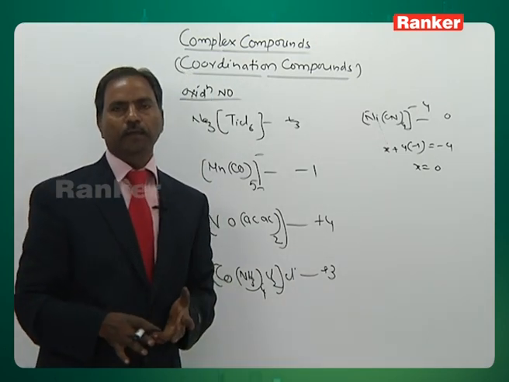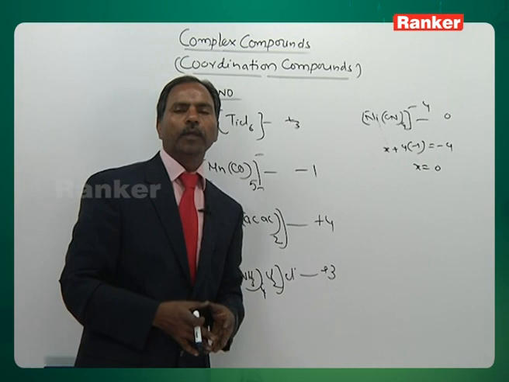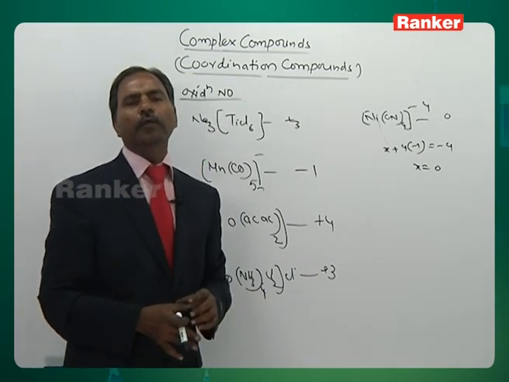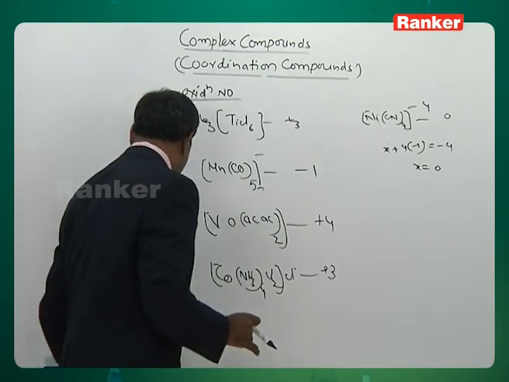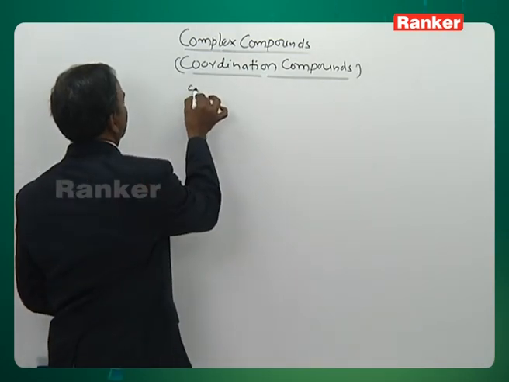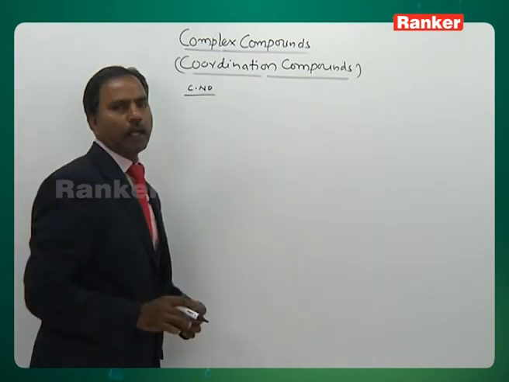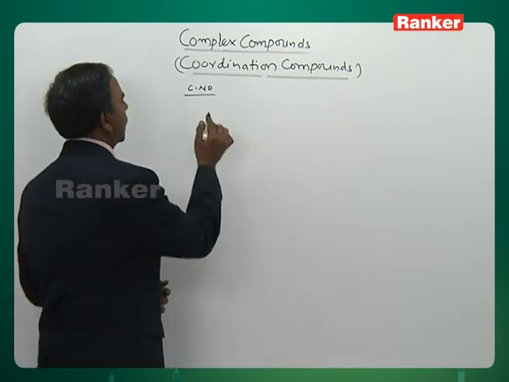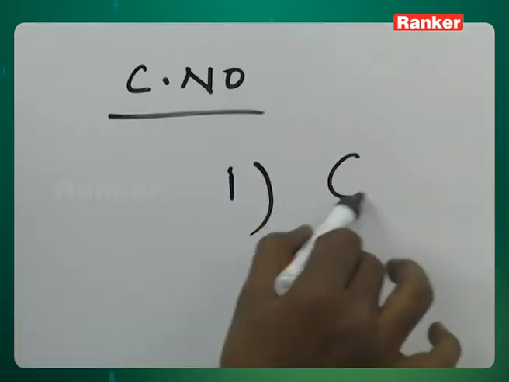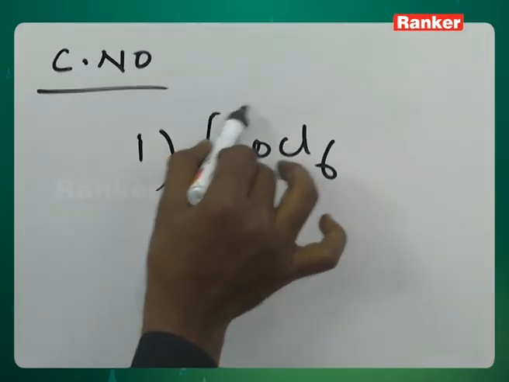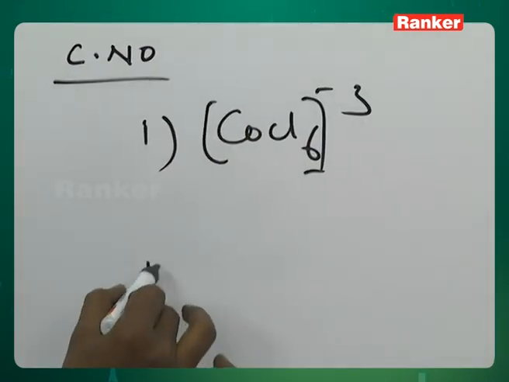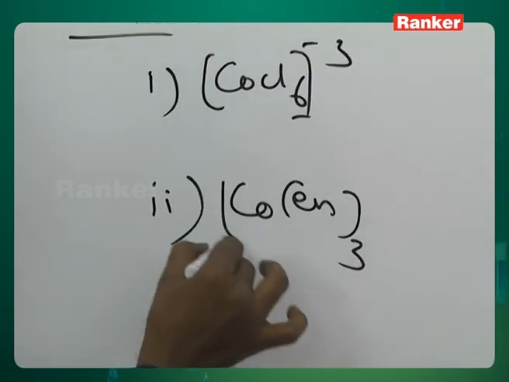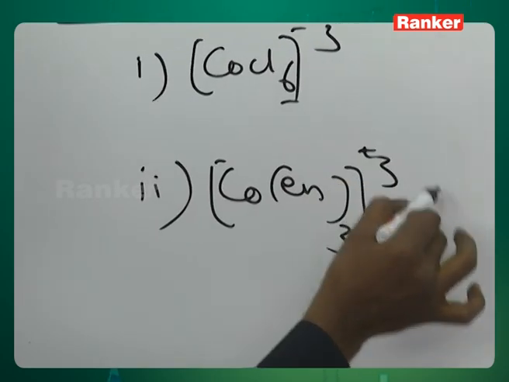Ligands, next oxidation number. The next concept comes to be coordination number. I'll explain what coordination number is, and how to identify the coordination number of a given complex. See, next one, coordination number. So ligands, oxidation number, and the next concept is coordination number. Suppose you are given two complexes. First one [CoCl6]3-, and second one is [Co(en)3]3+, en taken thrice.